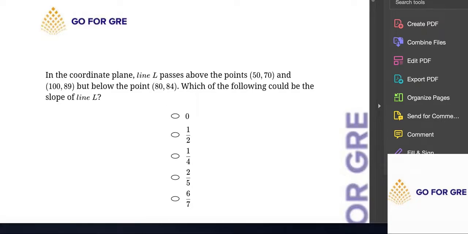I suggest these questions are very good questions. They are mostly from official sources and some are from GMAT official sources. So if you do these questions, you will definitely have no doubt in coordinate geometry.